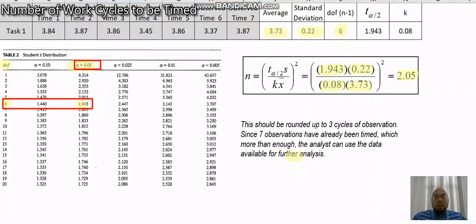So it means this should be rounded up to 3 cycles of observation. Since 7 observations have already been timed, which is more than enough, the analyst can use the available data for further analysis. So that's how we determine the number of cycles that should be timed using a statistical technique. And we look at another example.